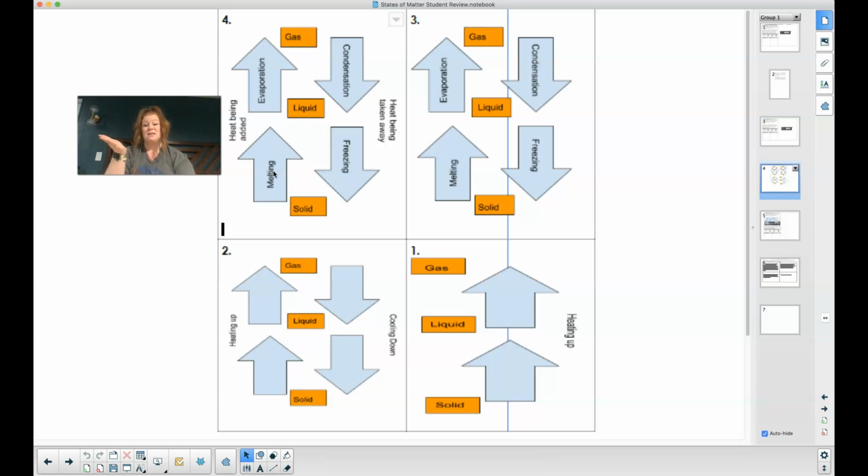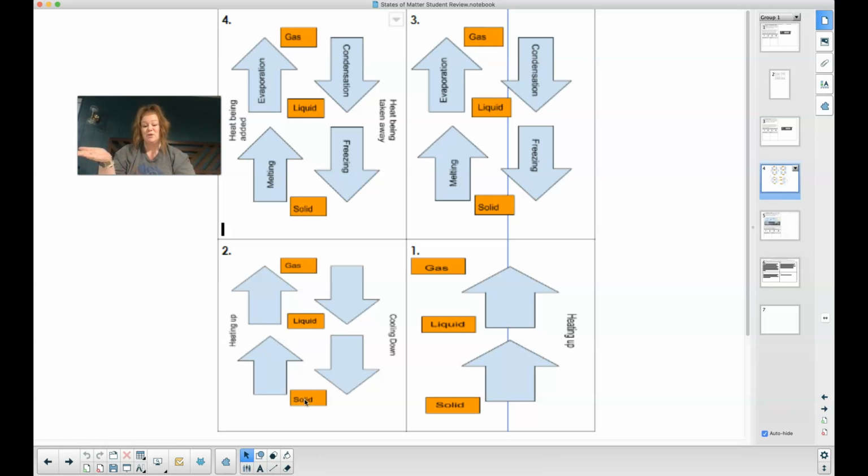I used all 4 words: melting, freezing, evaporation, condensation, showed how it changes from one state to another, and showed what is happening with the heat energy. So a 3 might look something like, it has everything here. We used our 4 words to show how each state changes from one to the other, but it forgot to talk about the temperature of them. So it didn't say evaporation happens when it gets hotter, condensation's when it cools down.